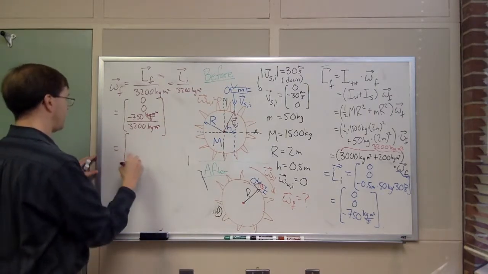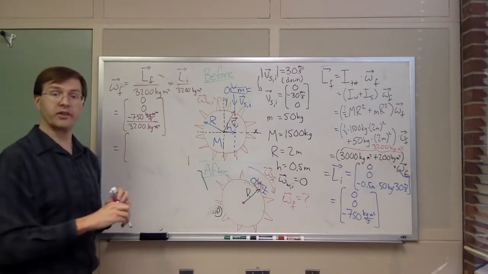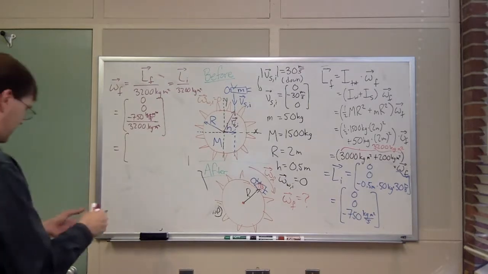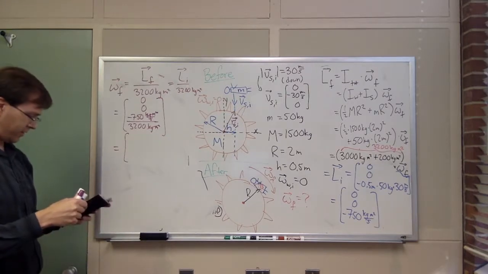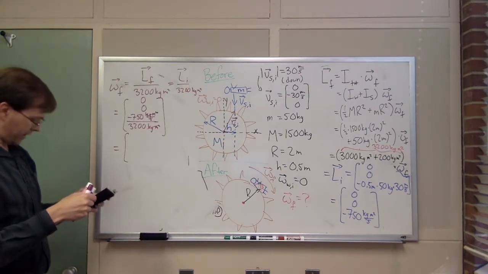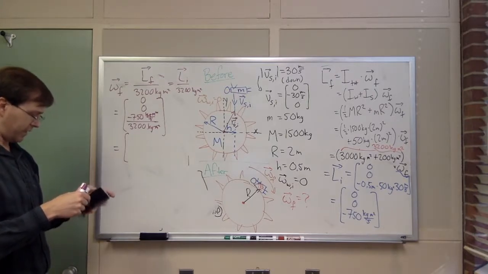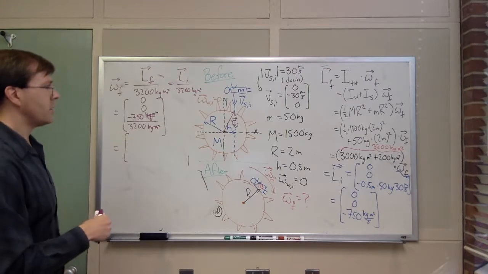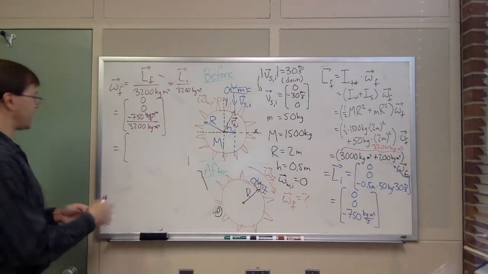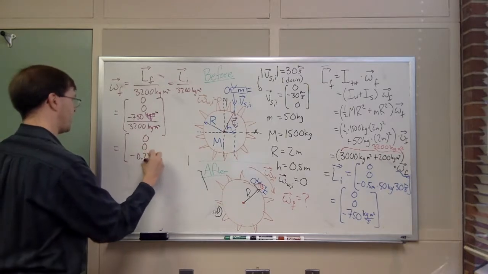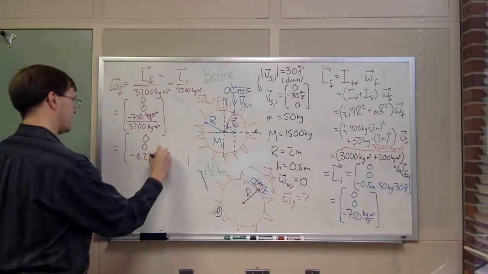So what do I have? I'm going to pull out a calculator. Excuse me for a second. Forgot my calculator, my goodness. How can I forget that? I wind up with 750 divided by 3200. I get 0.23. Hope I got that right. I get 0, 0, minus 0.23 radians per second.